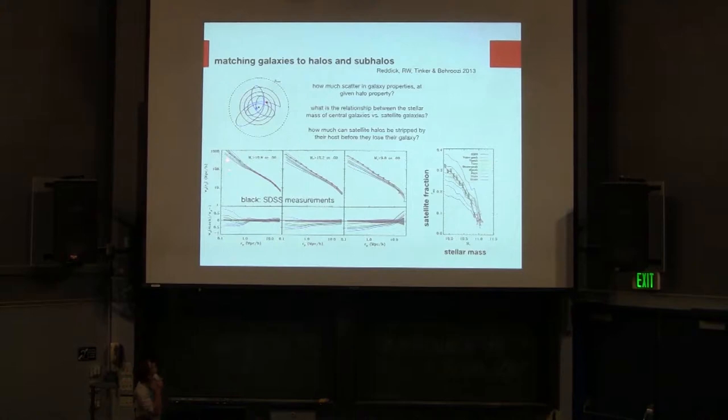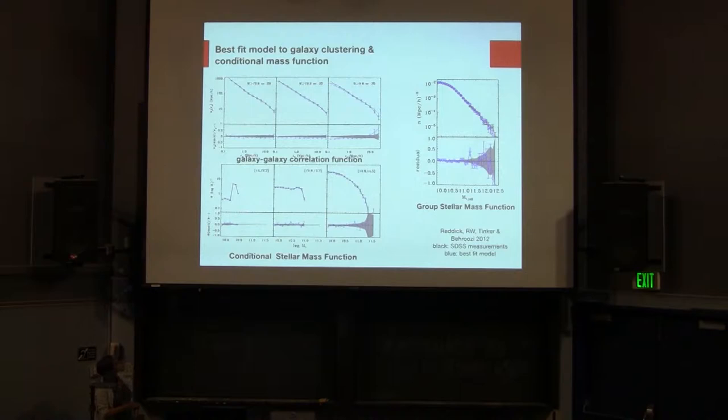Here we're looking at the correlation function for different stellar mass samples, and here the satellite fraction. So what we did was explore this parameter space, both of this proxy, how much something is allowed to get stripped before it's still called a galaxy, and then also how much scatter. And here, I'll just show the best fit model. The key point here is that the model works extremely well.